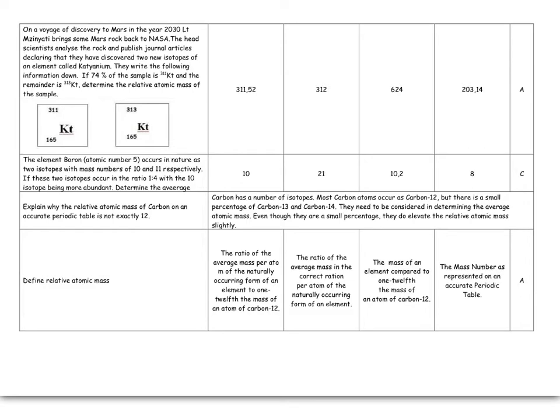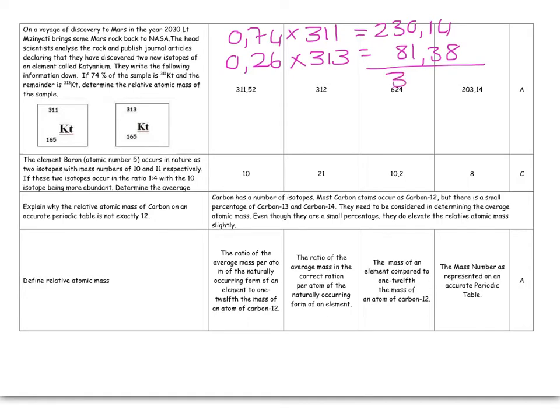313. So I'm going to go 0,74 times 311, plus 0,26, that's the other 26%, times 313, and I land up with 230,14 and 81,38, and therefore I land up with 311,52.